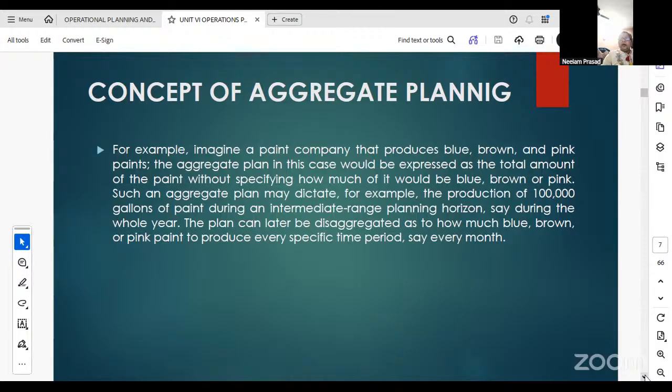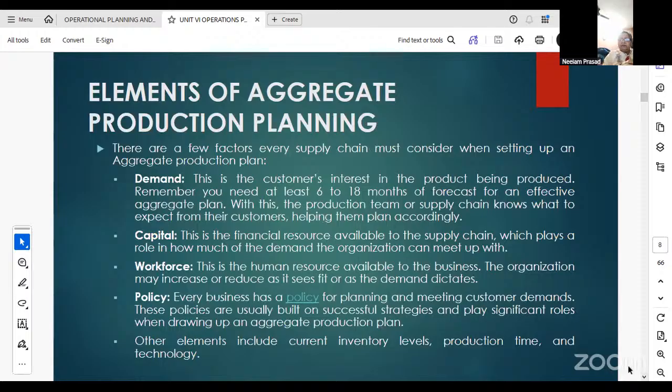MRP2, manufacturing resource planning. Here we added other things also. Once you are making something, you'll be selling it somewhere, you need money from somewhere, everything, marketing. So all these were included in that.